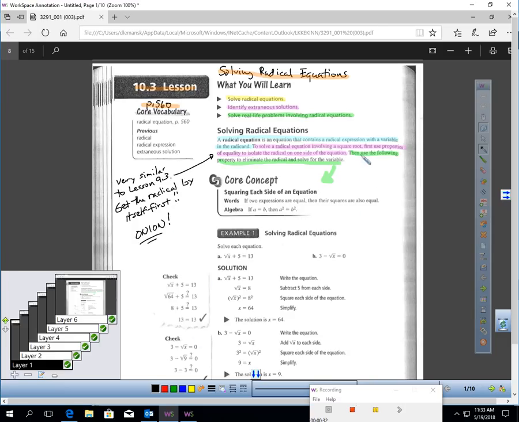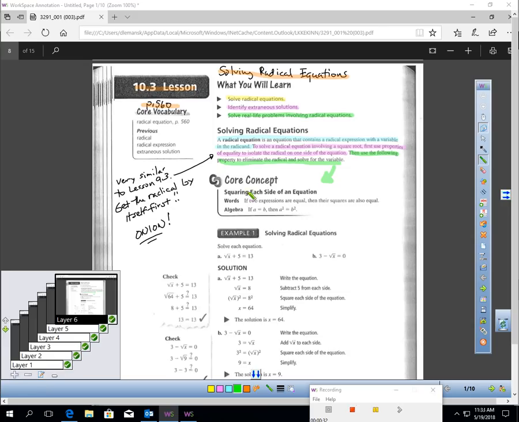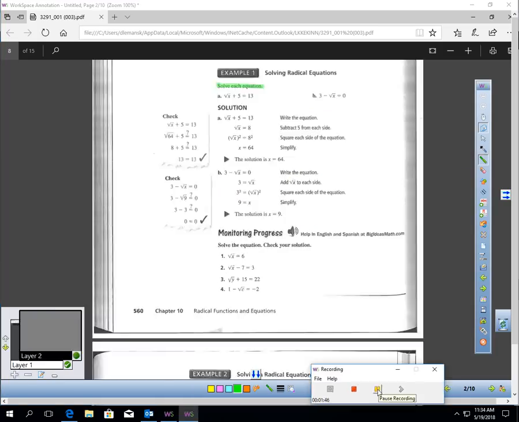The next step then is to use the following property to eliminate the radical and solve for the variable. This property is called squaring each side of an equation. So if you have a square root isolated, this is saying you can square both sides of a problem and it still stays equal. The inverse of a square is a square root, and the inverse of a square root is a square. I think it might be easier to show you a couple examples of what this property is telling you. So let's see that at work.